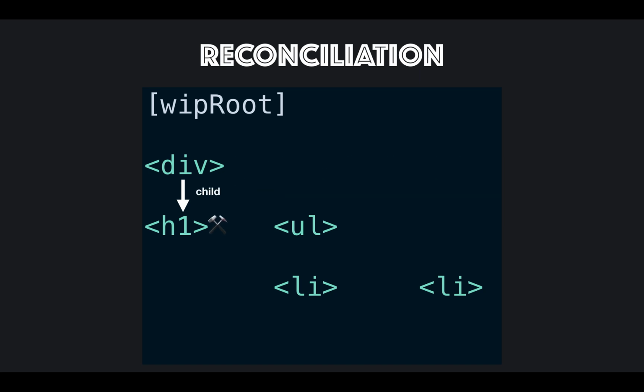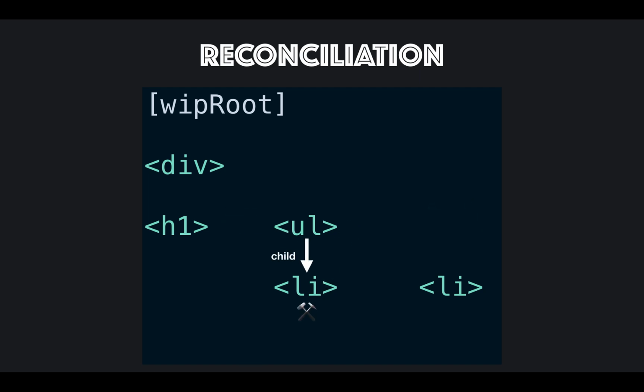So here I'm performing the work on the div, then I perform it on the h1, which is the first child of the div, and that h1 has no children, so I'm going to perform it on the sibling of that h1. At this time, the user comes in and has a look. Nothing's changed because nothing's been committed. All this work is being done on the fiber instead of the actual DOM.